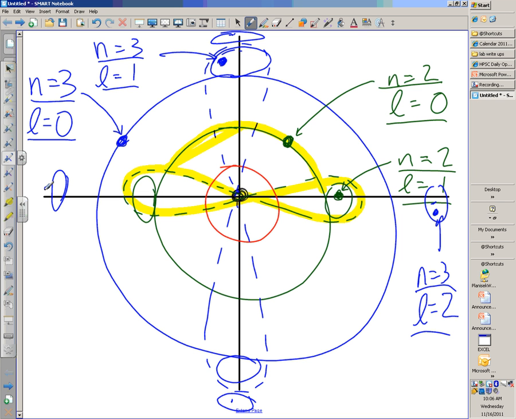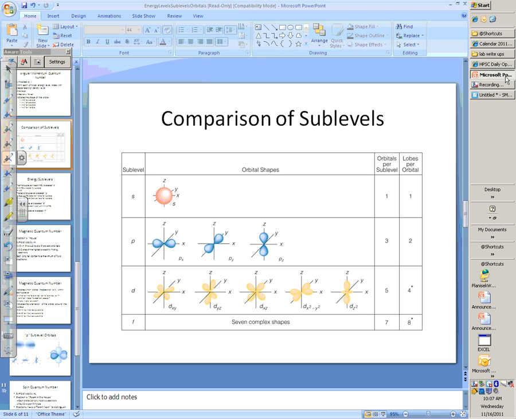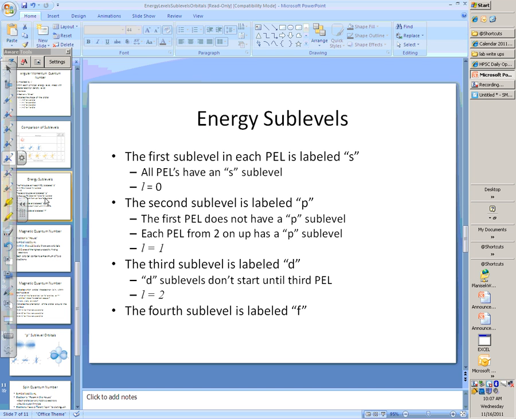Wait, so is the red circle S? The red circle is S, but it's specifically 1S. The green circle is 2S, because there are multiple S's. All principal energy levels have an S sublevel.